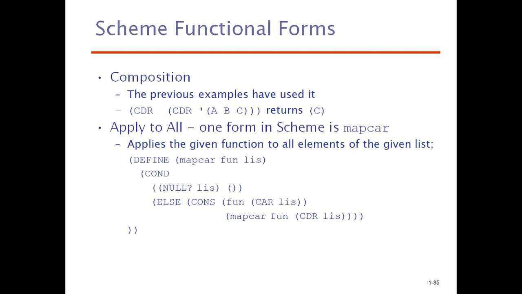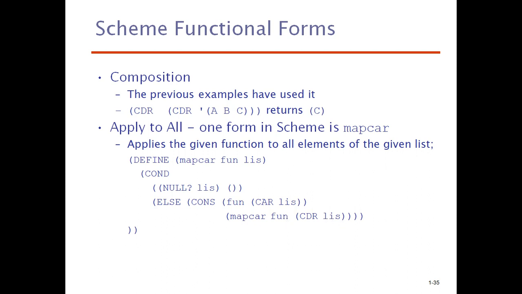So how will it be applicable? Define map CAR function, whatever function you want to provide, and the list. Condition: if the list is empty, then return empty, that is, you don't return anything. Otherwise, concatenate the function applied to the first element of the list and recursively call the map CAR function on the rest of the list. So recursively what will happen? The same function will be applied on the first element, next the second element, third element, like that till the end of the list is reached.